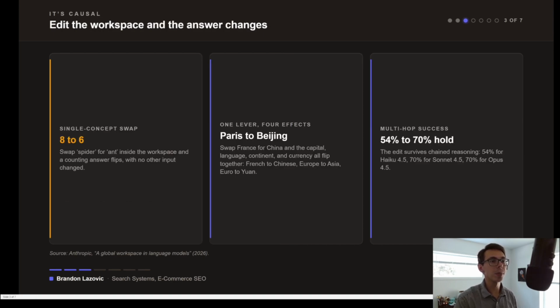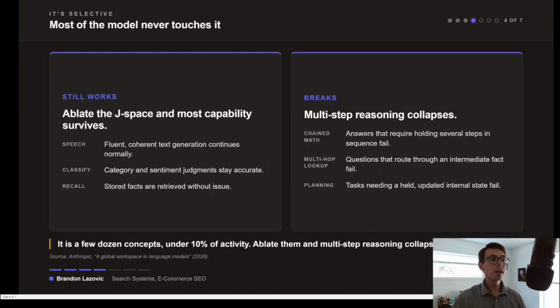Now, a concept showing up in there does not prove the model is using it. So the researchers tested that directly by editing it. If you give the model the prompt about the number of legs on the animal that spins webs, the word spider lights up in the workspace partway through, even though it never appears in the prompt or the answer. And if you swap that spider pattern for ant, the answer changes from 8 to 6. So it's doing the reasoning, not just reflecting a decision made somewhere else. And the same representation feeds a bunch of different tasks. Swap France for China in there in the capital. The language, the content, and the currency all flip together, which is exactly what you would expect from a shared workspace.